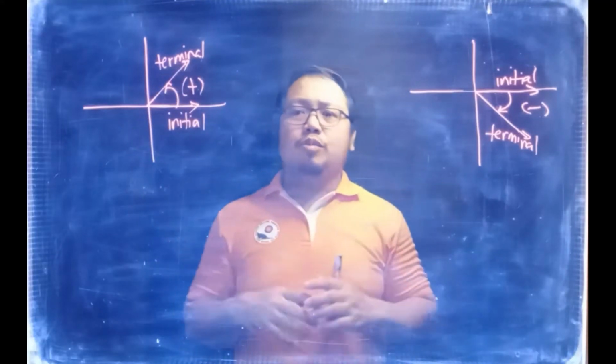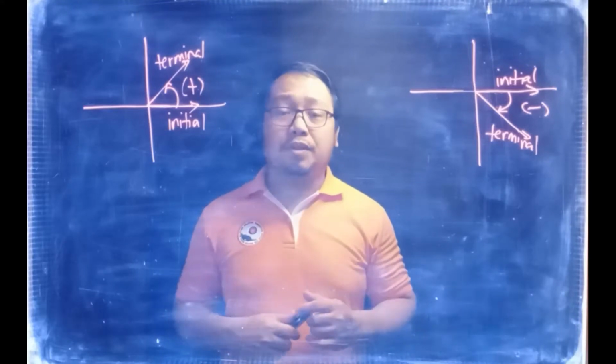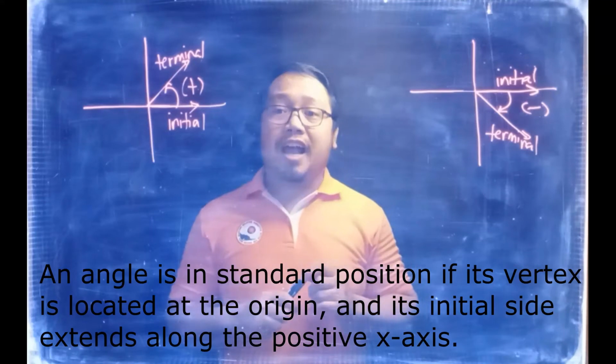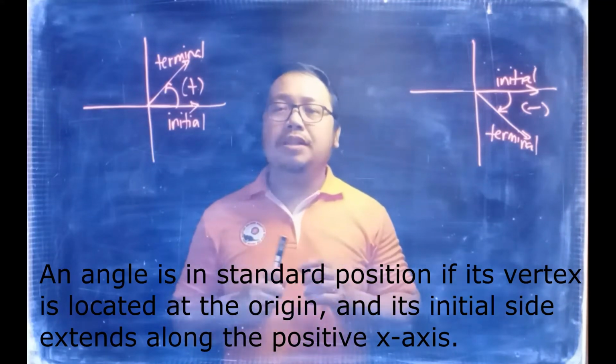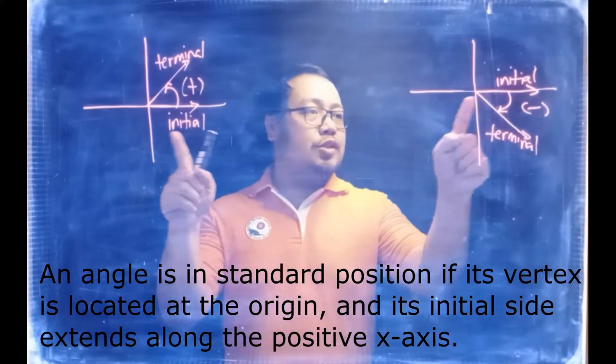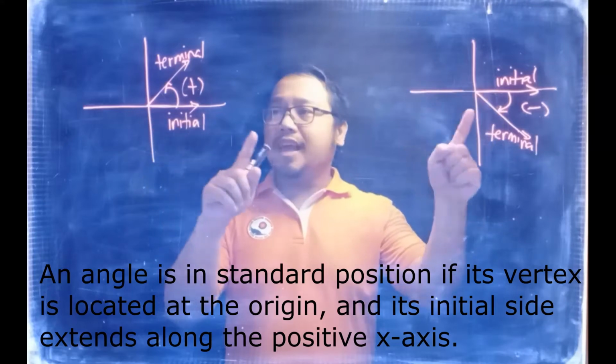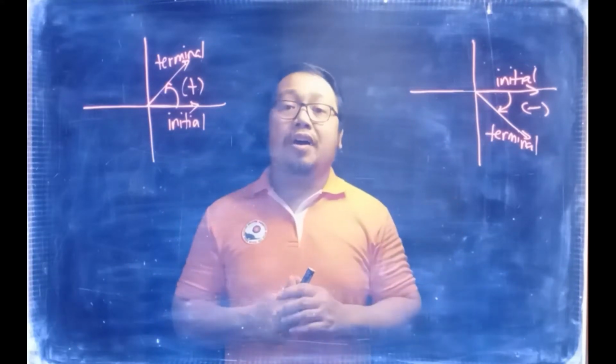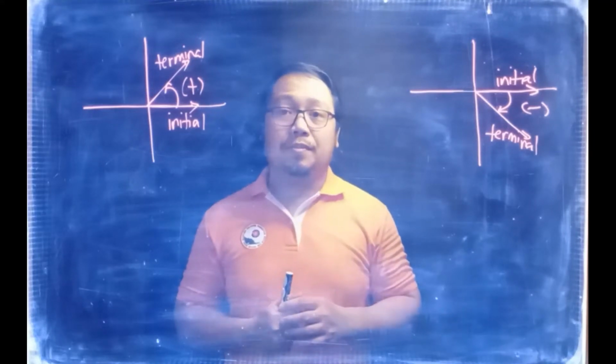So these two are angles in standard position. When you say standard position, its initial side lies on the positive x-axis. As you can see, both initial sides are on the positive x-axis. These two angles are in standard position. Let's try some problem exercises. This time, we're going to draw some angles in standard position.